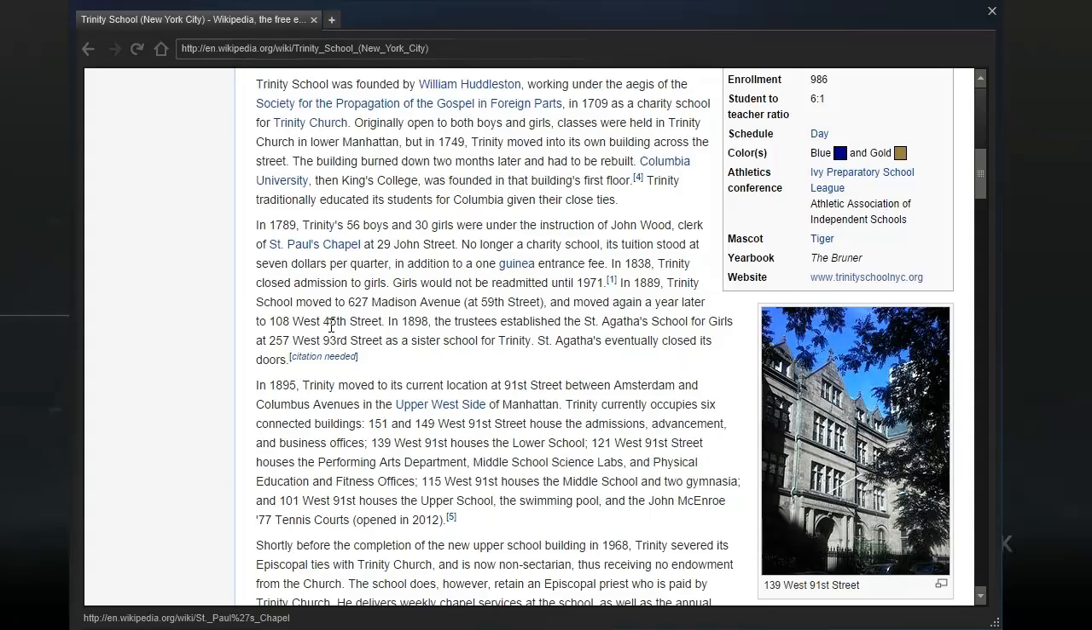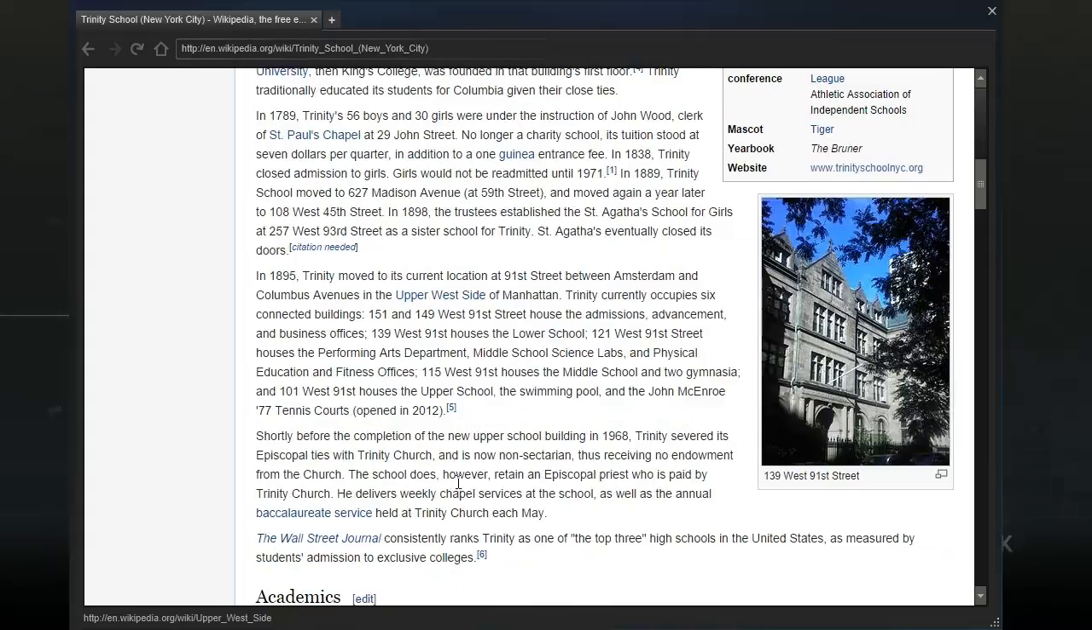In 1889, Trinity School moved to 627 Madison Avenue at 59th Street, then moved again a year later to 108 West 45th Street. In 1898, the trustees established St. Agatha's School for Girls at 257 West 93rd Street as a sister school for Trinity. St. Agatha's eventually closed its doors. Alright, I don't think we need to read too much of that, but you can see how it just moved again and again around the city over time. So that picture is not what we're looking at today.